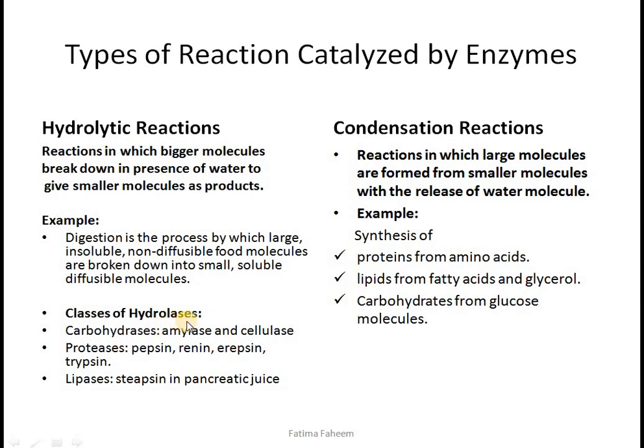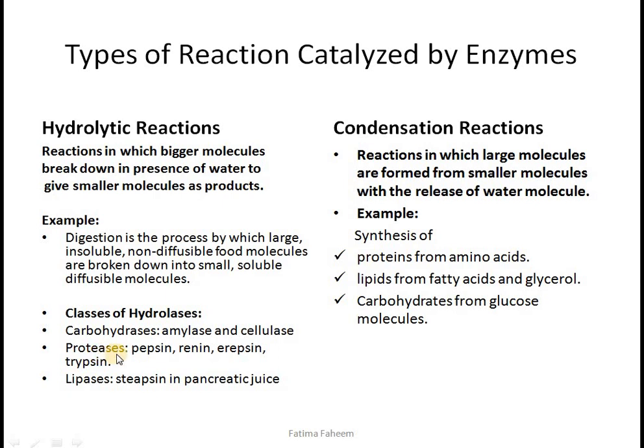Hydrolases are the hydrolytic enzymes which include carbohydrases, which include amylase and cellulase. Amylase, like in our previous lecture, I told you it acts on starch and converts it into maltose. On the other hand, the cellulase enzyme acts on cellulose and converts it into glucose. Cellulase enzyme is absent in the human digestive tract, hence we are unable to digest cellulose.